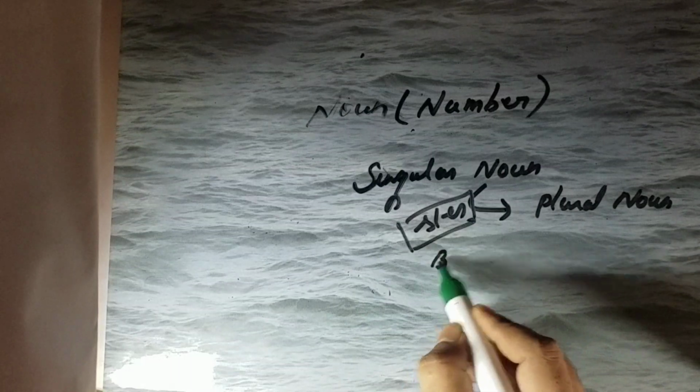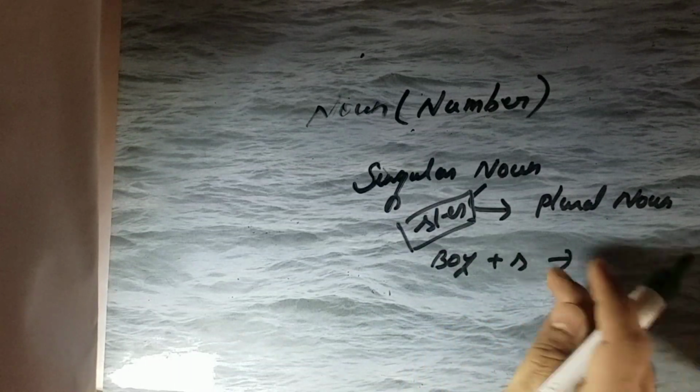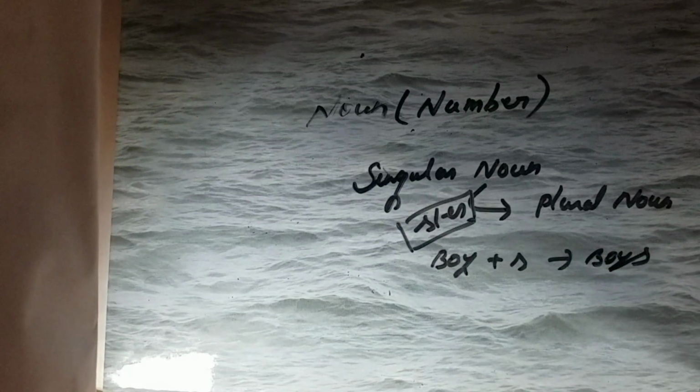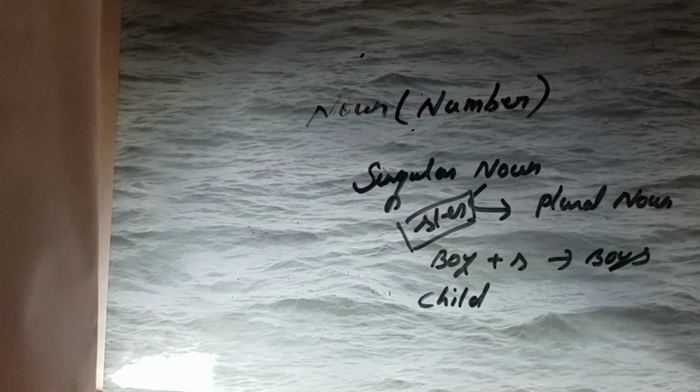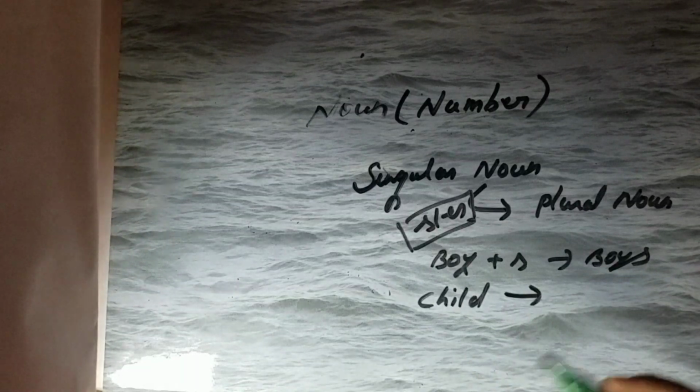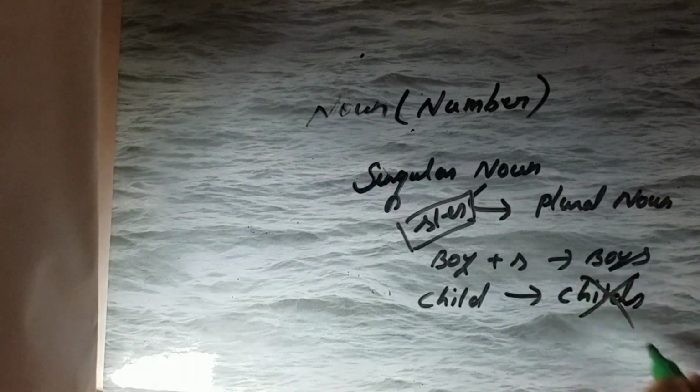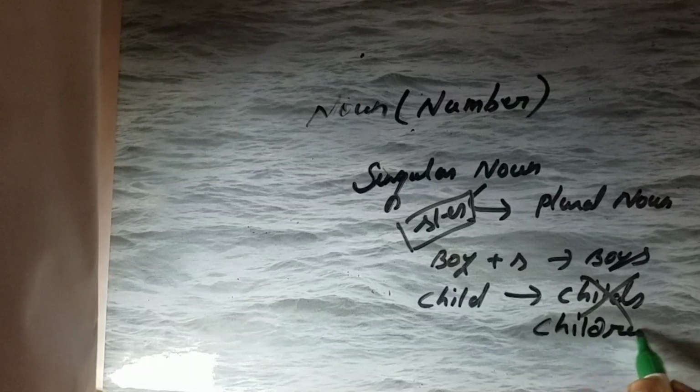Just like boy, you use S, and then it becomes plural: boys. But if you are going to change the word child into its plural form, and if you use S, childs, then it will be incorrect. Why so? It is exceptional. The case is exceptional. So you have to use children. Children will be the plural form of the word child.